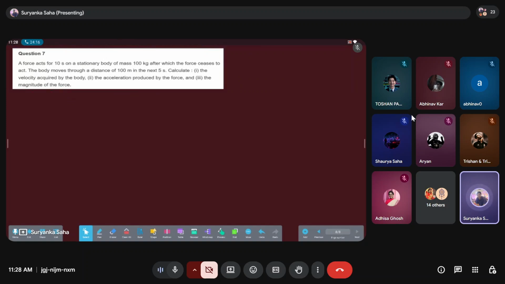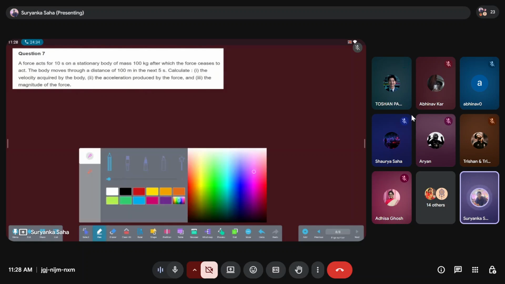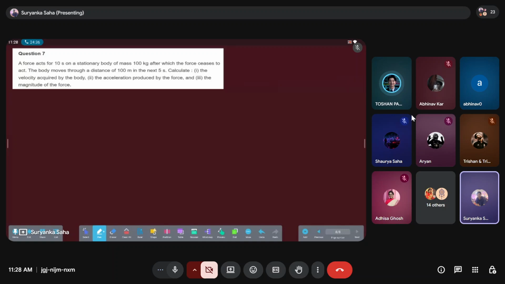So number 7. Force acts for 10 seconds on a stationary body of mass 100 kg. Stationary body means, first point, what is a stationary body? Body at rest. Body at rest means velocity equal to 0. Very good. Acts for 10 seconds on a stationary body of mass 100 kg.